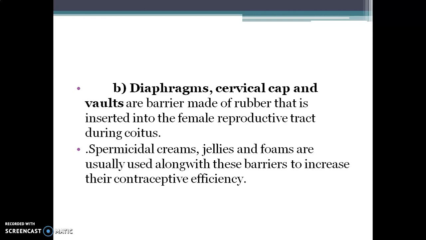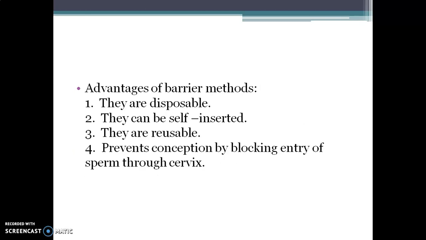Then use of diaphragm, cervical cap and vaults. They are barriers made of rubber that are inserted into the female reproductive tract during coitus. Then spermicidal creams, jellies and foams are usually used along with these barriers to increase their contraceptive efficiency. Now let's check the advantages of barrier methods. They are disposable, they can be self-inserted, they are reusable, and it prevents conception by blocking entry of sperm through cervix.